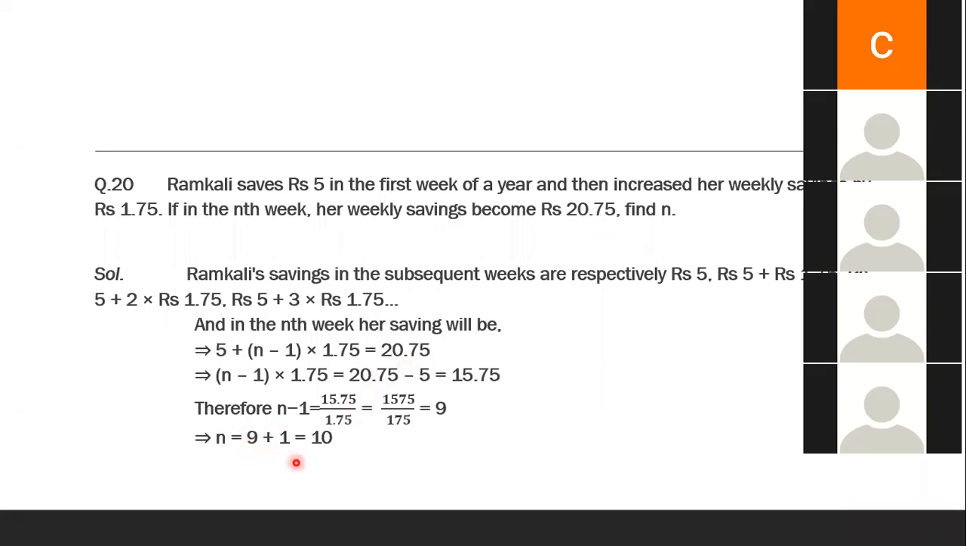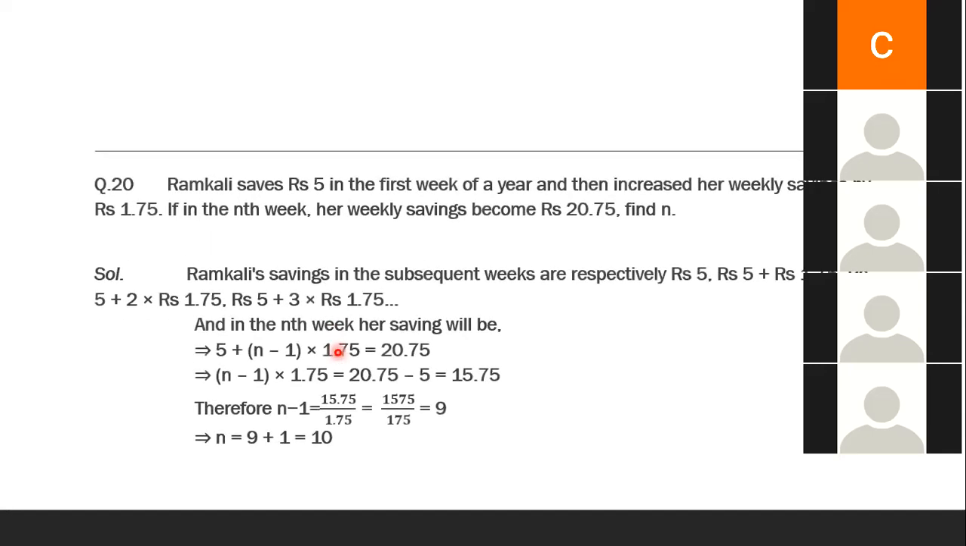So here we need to find how many weeks she has saved the money. That is the N value we need to find out. A value they gave, D value they gave and AN value they gave. Applying the formula, find out the N value. Tell me the answer, children. A value is 5, D is 1.75 and AN is 20.75. What is the N value? 10, ma'am.